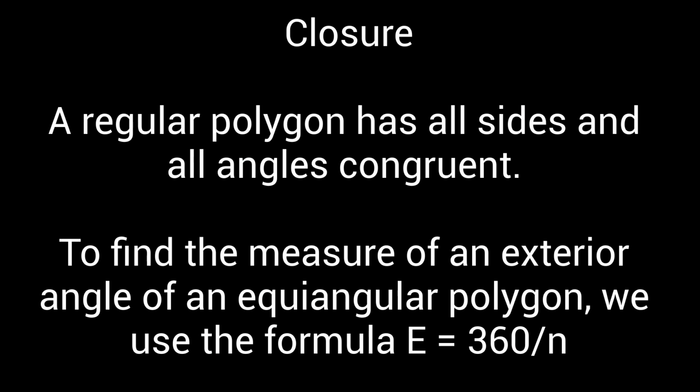In today's lesson, we learned a regular polygon has all sides and all angles congruent. And to find the measure of an exterior angle of an equiangular polygon, we use the formula E equals 360 divided by n, where n is the number of sides of my polygon.